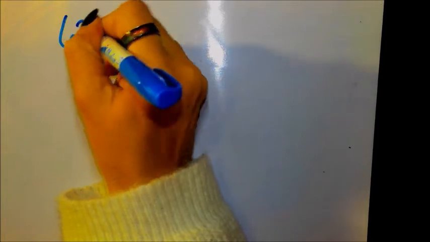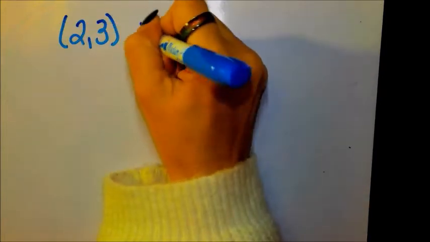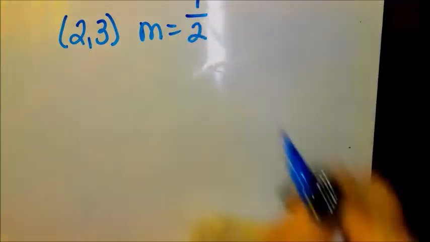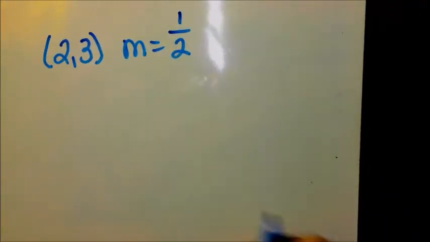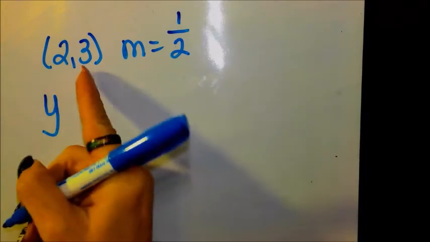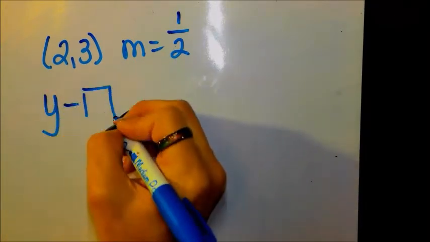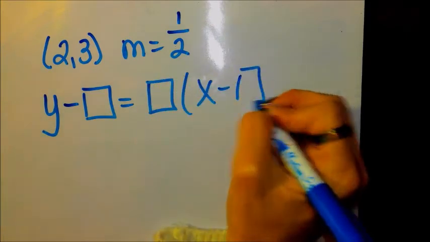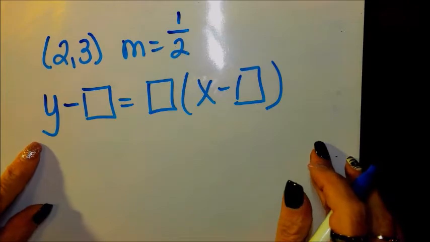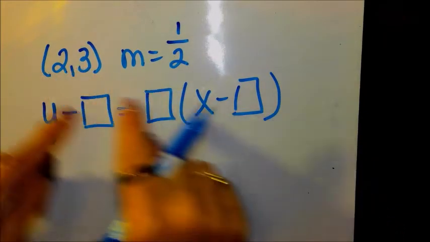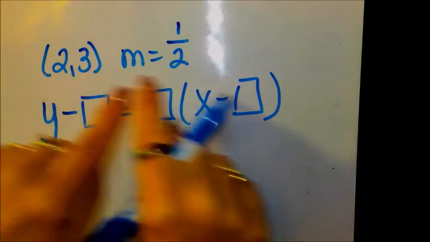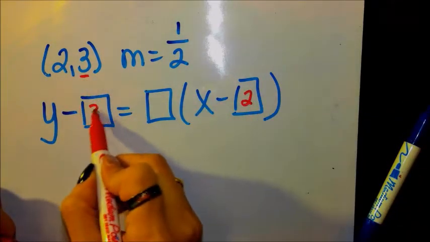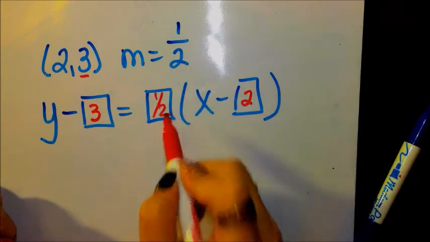Okay, if I give you a point, 0.23, and I tell you that the slope is 1/2, and I ask you to write the equation of that line. Remember, when you have a point and a slope, we'll do y minus something equals something times x minus something. Point slope form. And all you do is plug in your values. The x stays with x. The y stays with y. And the slope goes in the middle.